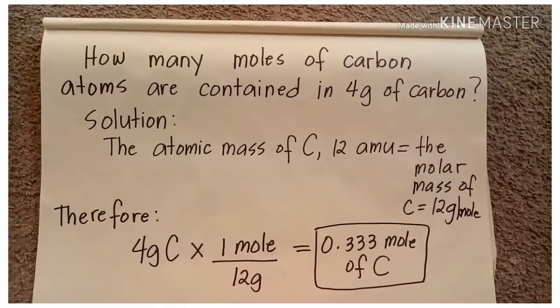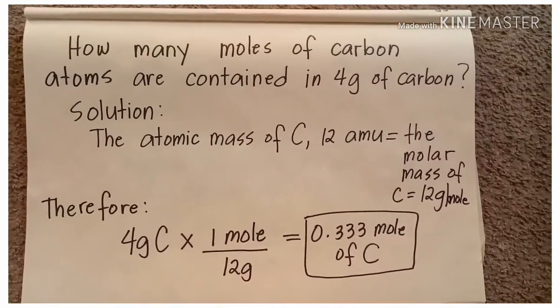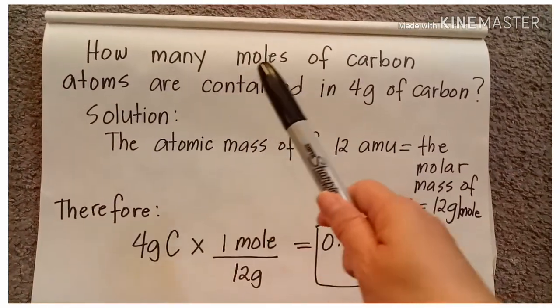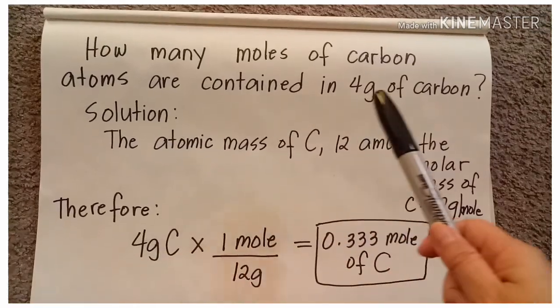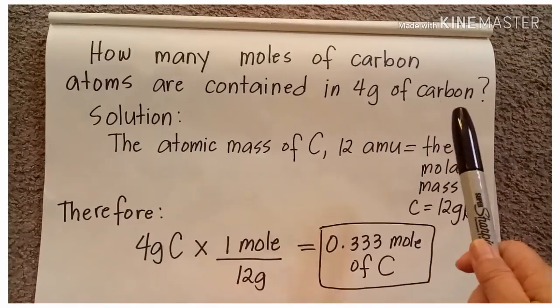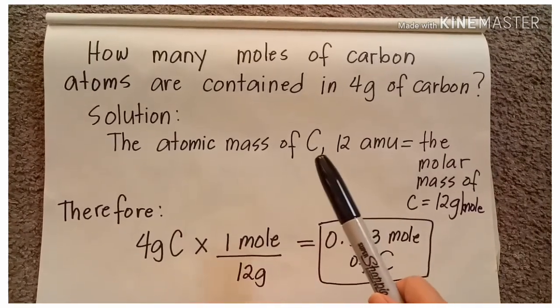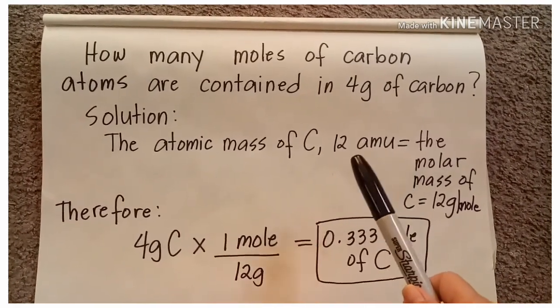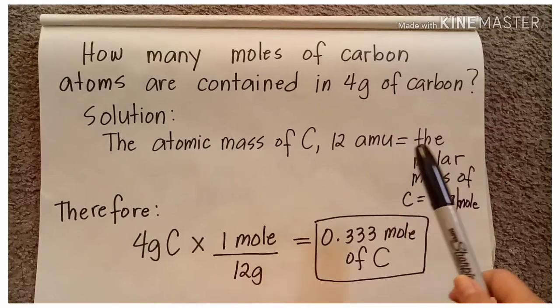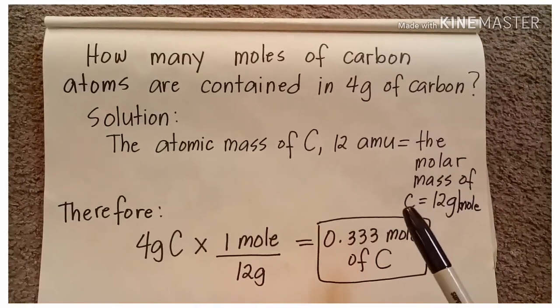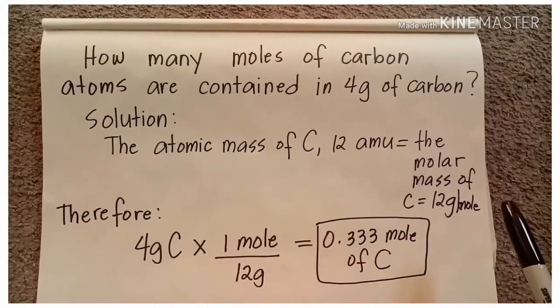Alright, so let us have a sample problem pertaining to moles. Our sample problem is how many moles of carbon atoms are contained in 4 grams of carbon. For the solution, we will be using the atomic mass of carbon, which is 12 AMU or atomic mass unit, and that is also equal to the molar mass of carbon, 12 grams per mole.